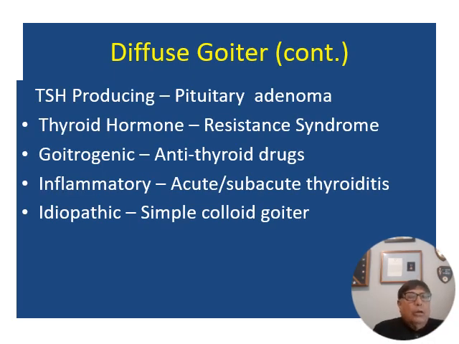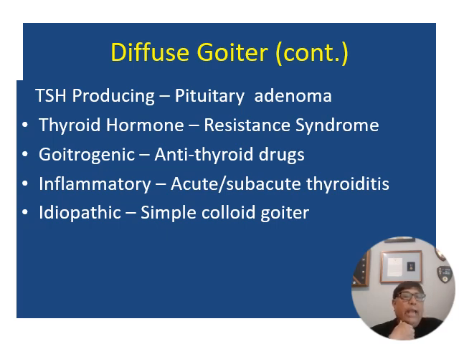So continue with the diffuse goiter. Very rare, extremely rare, is TSI-producing pituitary adenoma or microadenoma. Thyroid hormone resistance syndrome, where the thyroid gland has to work pretty hard to overcome that resistance, is also very rare. Is there any goitrogenic substance or antithyroid drug that the patient has been taking?